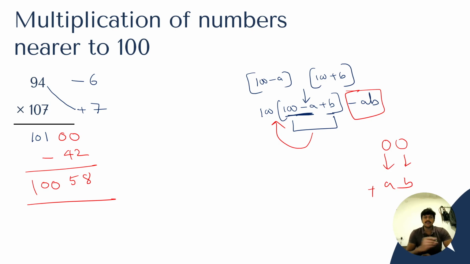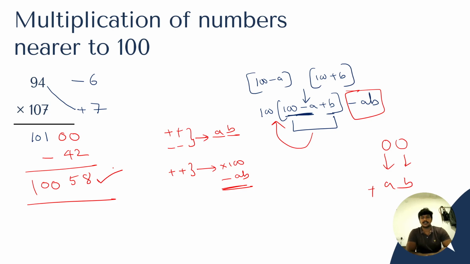Simple thing. If both of them are positive or both of them are negative, you can directly replace the last two digits with AB. Or if one is positive and one is negative, then first you have to multiply with 100. Then you have to subtract AB from the total value. That will give you your final answer.